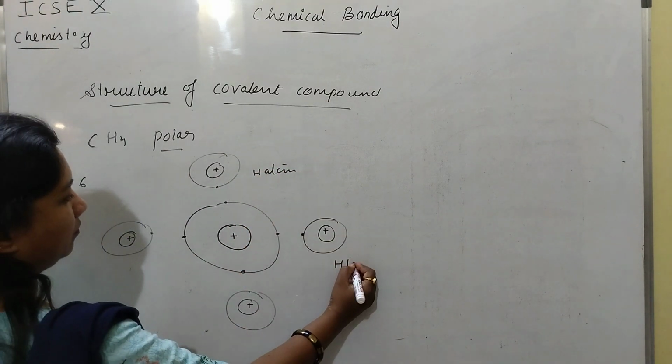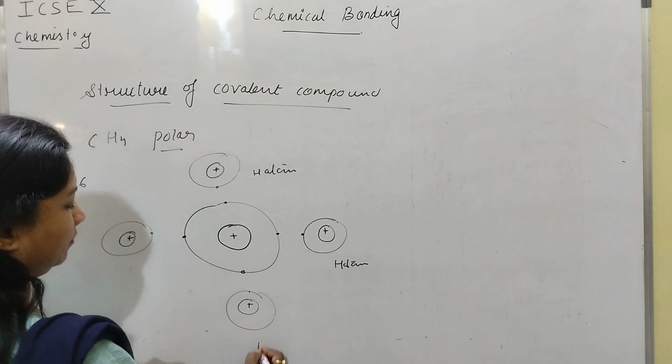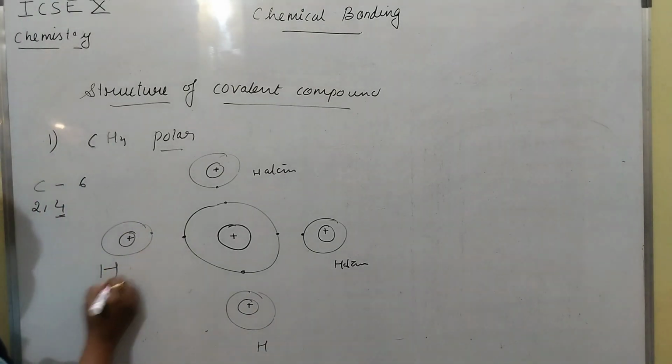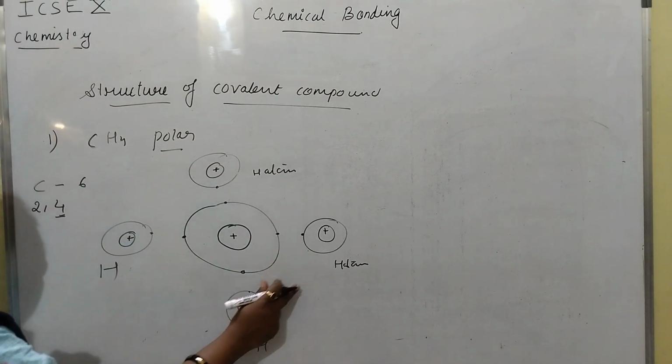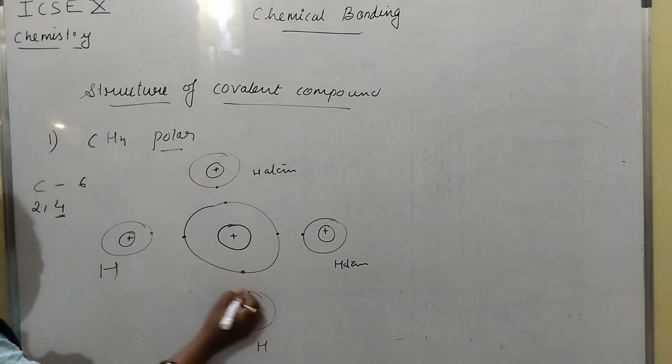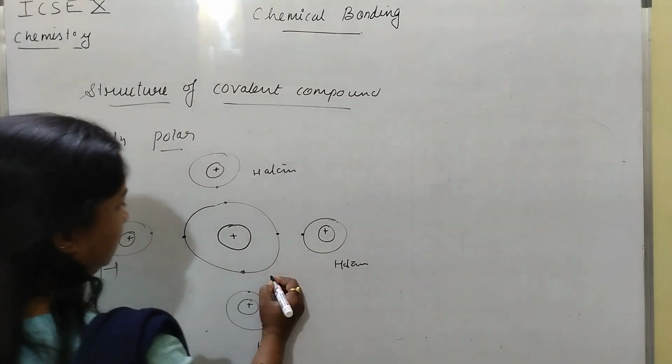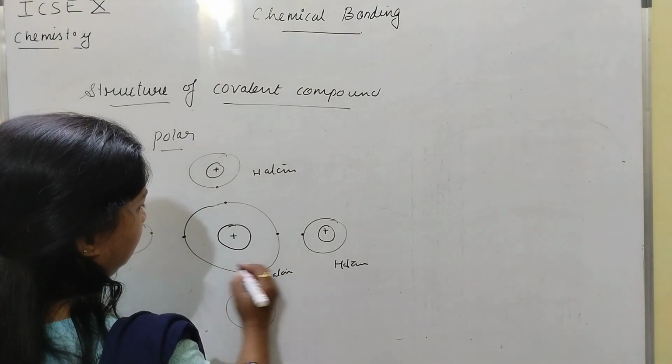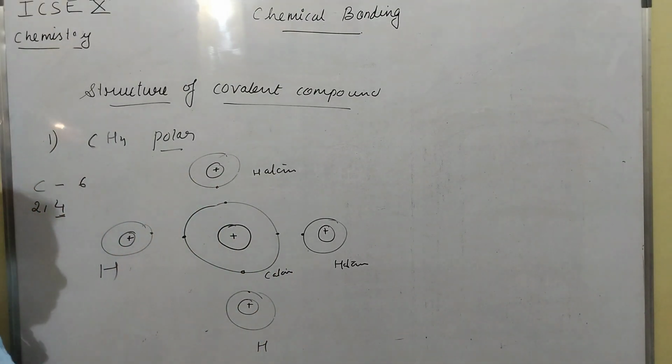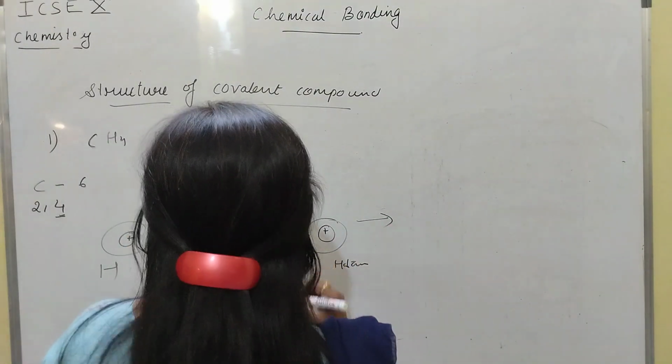Hydrogen atom, hydrogen atom, hydrogen atom, hydrogen atom. Each atom has one electron in its valence shell, and this is the carbon atom. So this structure is before combination. So after combination, what will happen?